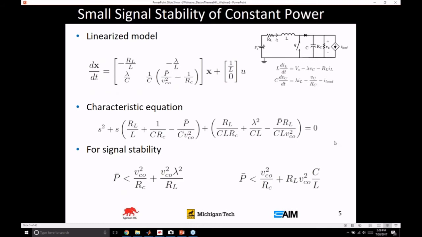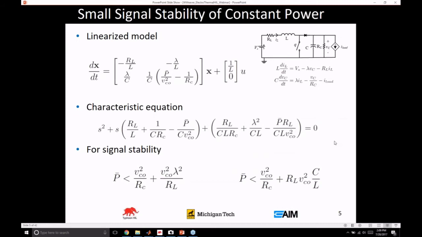There are lots of small signal methods. Pick your favorite to analyze the stability of the system. For example, I can take the nonlinear differential equations of that boost converter and linearize them into state space form and come up with a characteristic equation, or in another way of saying it, find the eigenvalues of the system.